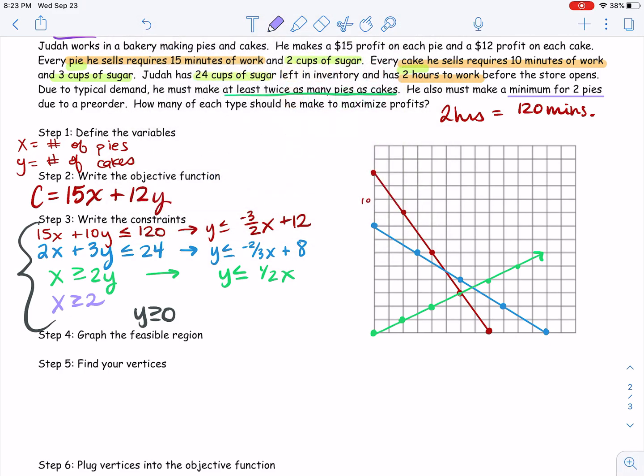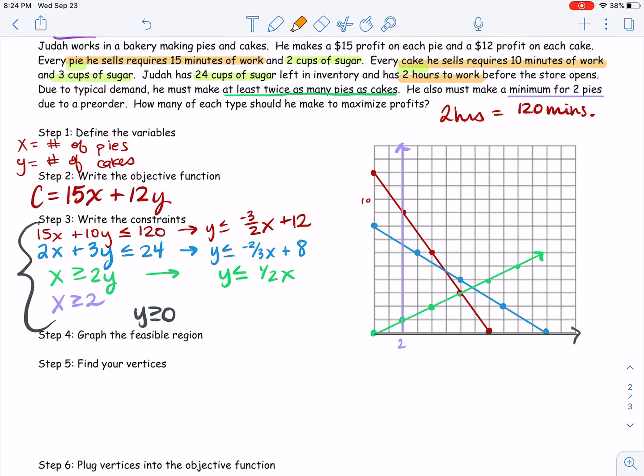X is greater than or equal to 2. So I'm counting by ones along the bottom as well. So this is 2. So x is greater than or equal to 2. So it's there. We added that last one in, that y obviously needs to be greater than or equal to 0. So that would be along the bottom. So all my things are graphed now, but now I need to worry about the shading.